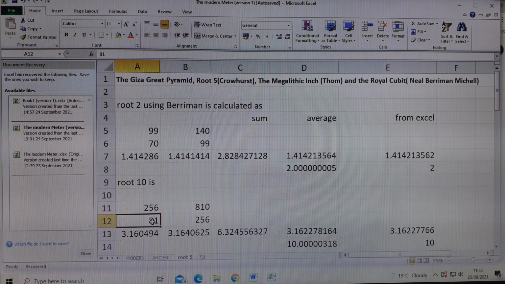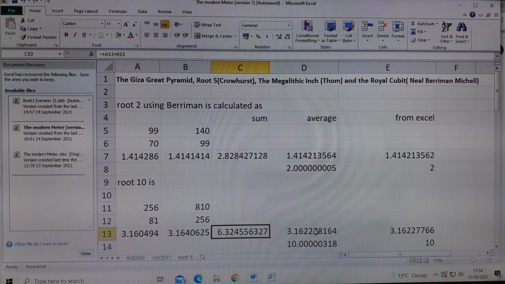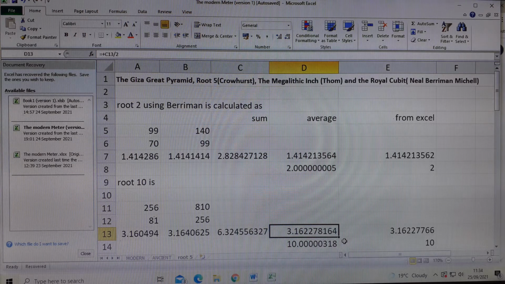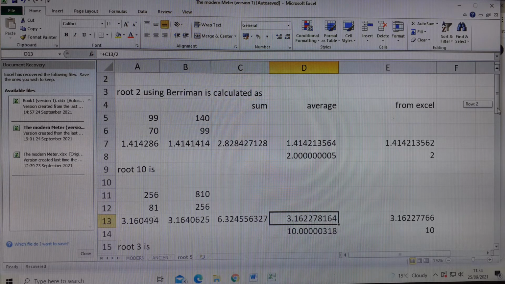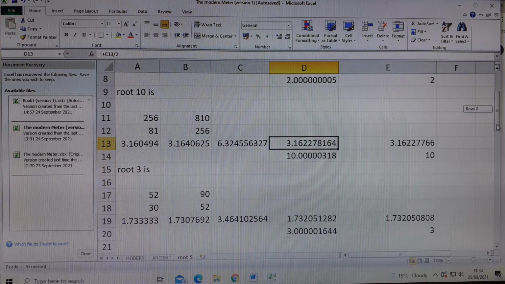256 divided by 81, and we want 10 when we cross multiply. So we put 810 there and 256 there. It multiplies out at 10. We've got these two versions of root 10 that can be added together and averaged, and we multiply together, and that's a calculation. They must have believed that they were actually using the fractional correct version, because they were using whole numbers and they were so close. So now we're going on to root 3.